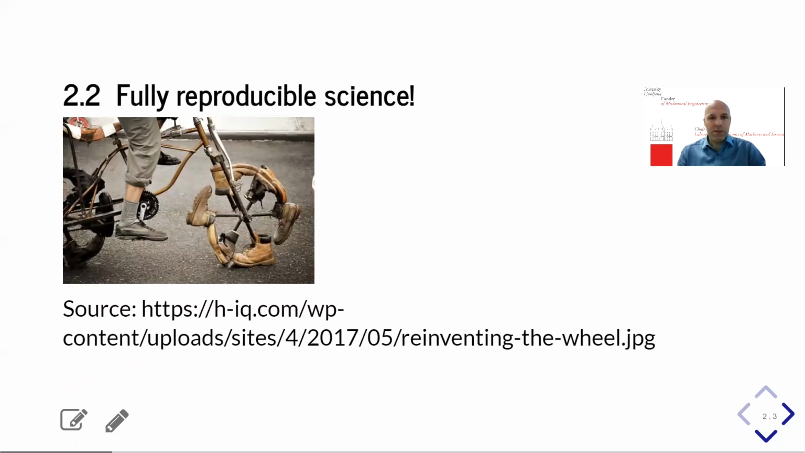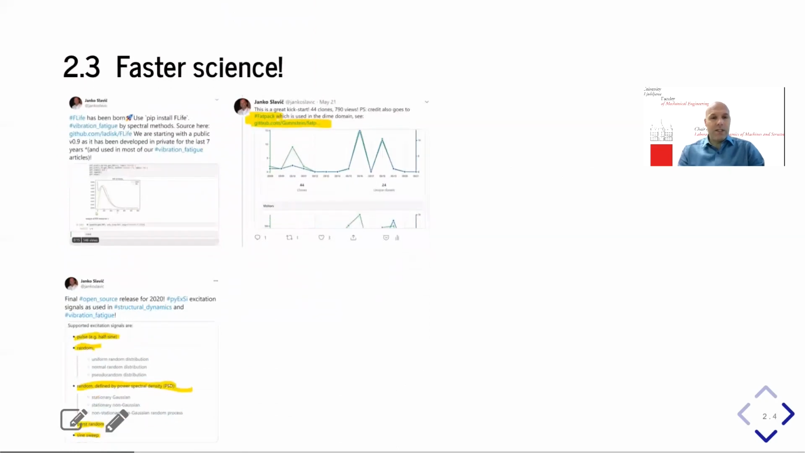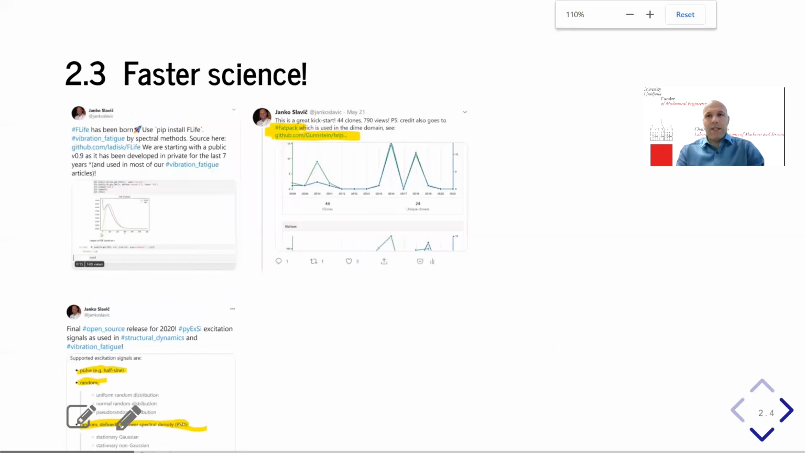The other is fully reproducible science. You know, if we have the complete code exposed, then it is much easier to reproduce the scientific significance we are publishing in our papers. So this is the second reason. The third reason is faster science. If we have the methods publicly available, then they are much easier to reuse. And yeah, other researchers can build on those methods.